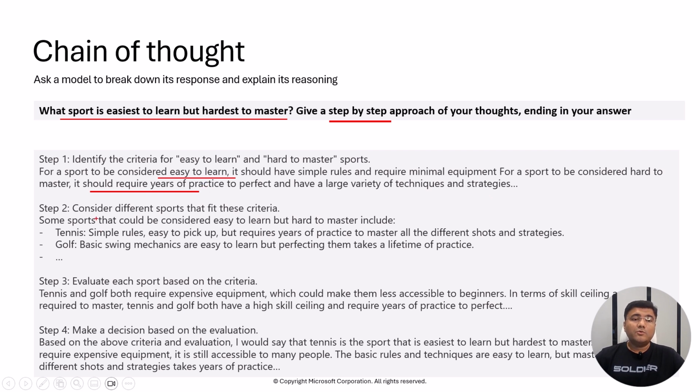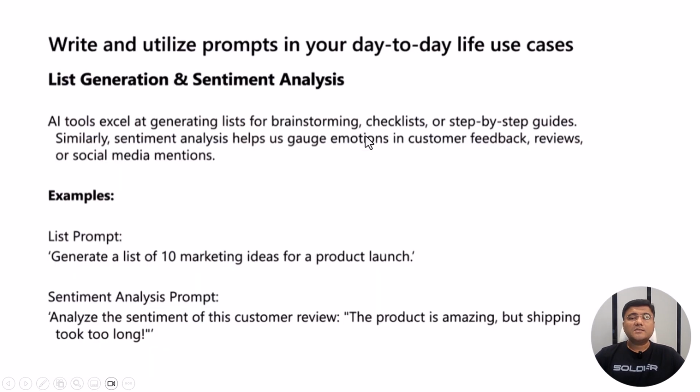Then maybe they are going to consider different sports like tennis and golf, and it's going to give me a comparative answer associated with that. Chain of thought, as I said, is very important when you want to test your model, and if your model is giving you some wrong responses, you can understand in which step it is making wrong guesses or wrong assumptions, and then you can correct it. It's a very important technique.